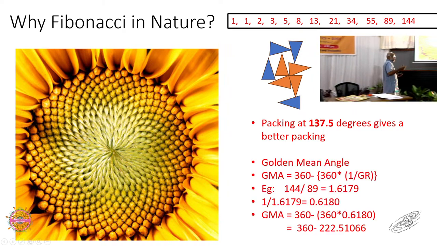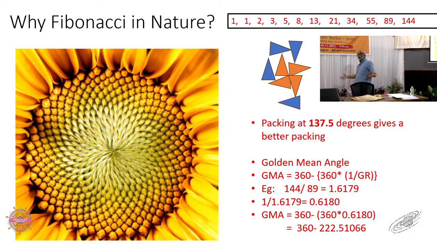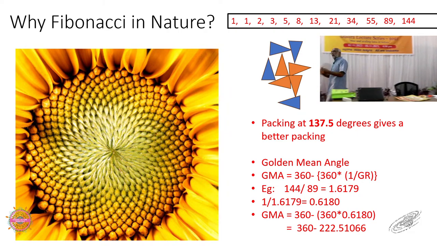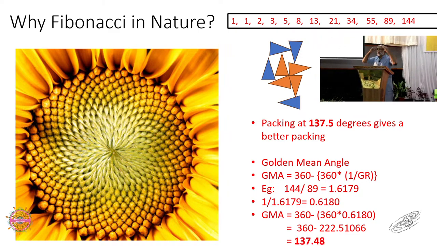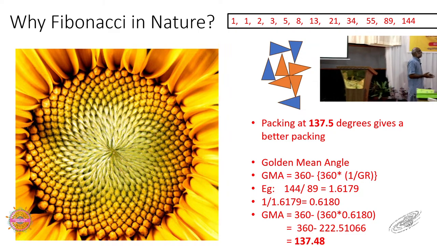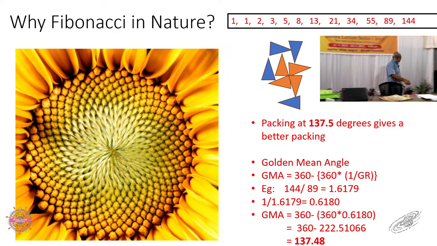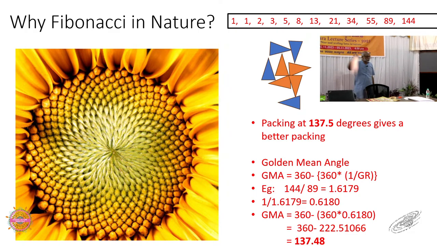In other words, you see that the Fibonacci series, golden ratio, golden mean angle, they are all somehow tied together to create the nature around us, and we are all trying to appreciate that golden angle, golden ratio, golden mean, and that is perhaps the reason why we also like the golden ratio rectangles. Okay?